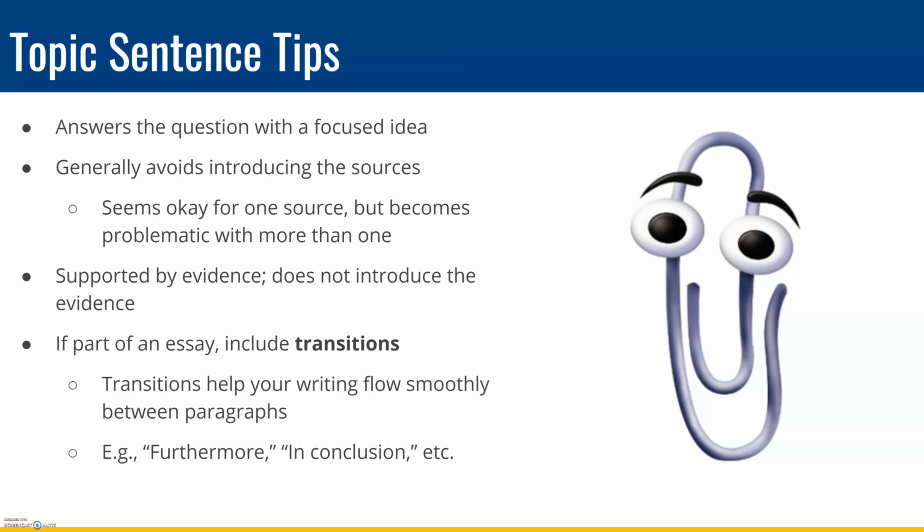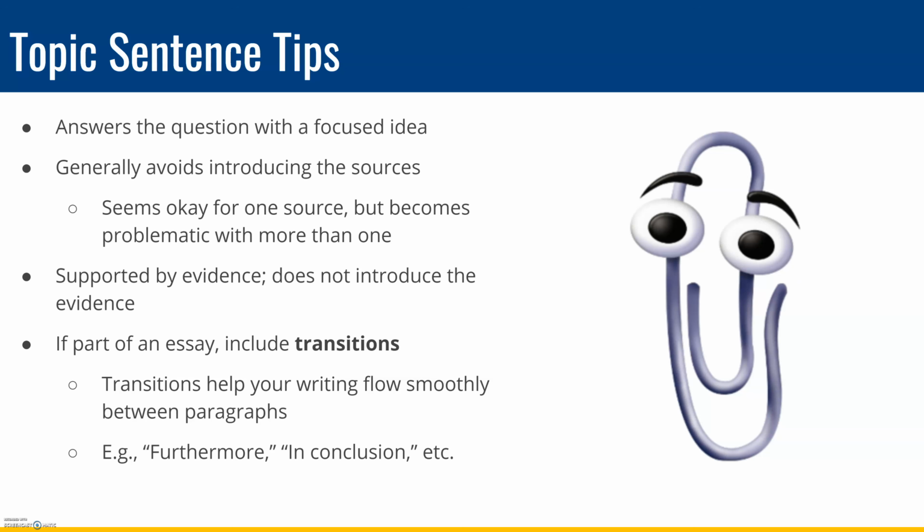Secondly, you generally avoid introducing sources, and in a lot of our writing so far, that seems okay because we're dealing with just one source, and so you might feel that you need to introduce that one source, but that certainly will become a little bit more problematic later on when you're dealing with many different sources. Let's say you're using 2 or maybe even 3 different sources in a single paragraph. It might be a little bit more difficult to cram all those into a topic sentence, and so oftentimes it's just better to avoid it.